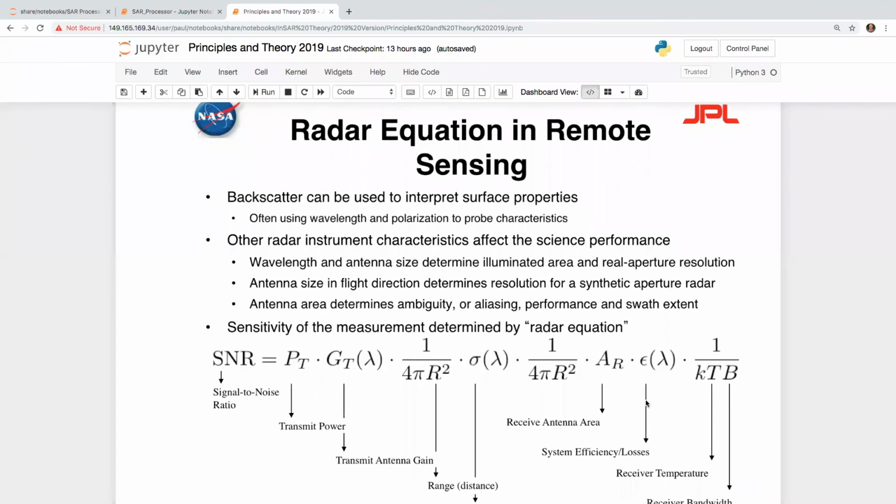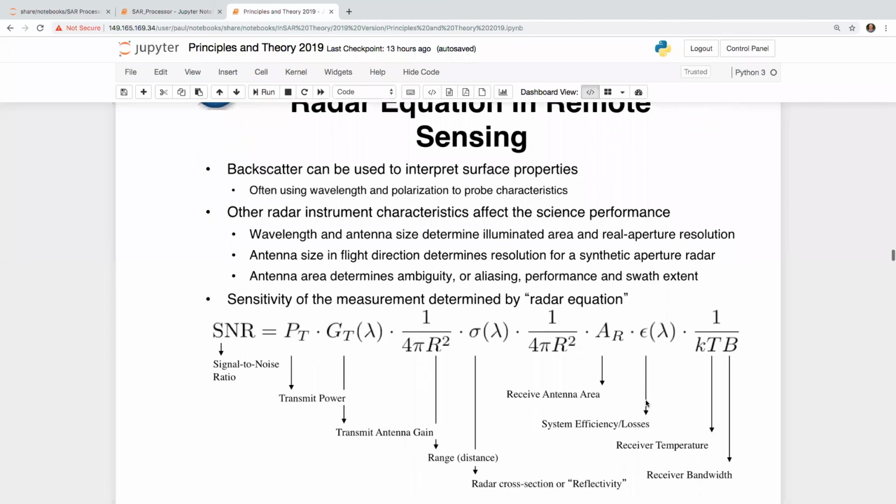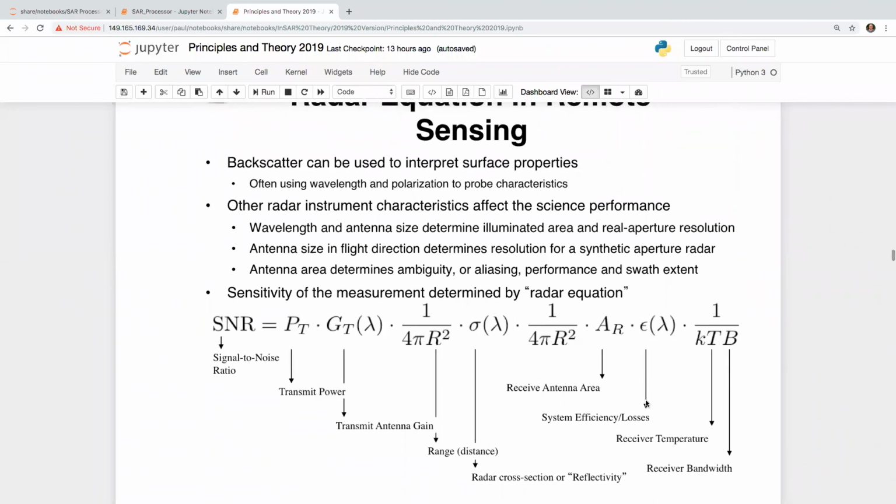So I mentioned the radar equation before. Again, there's a whole segment on this in the other notebook, but I just wanted to mention it because you often hear about signal-to-noise ratio in looking at imagery, so I just wanted to introduce the concept there. So the radar equation is effectively a way of characterizing the signal-to-noise ratio of your system.